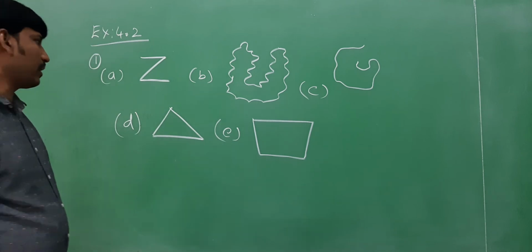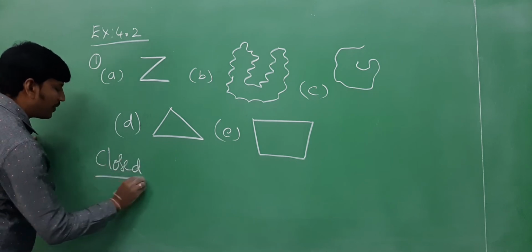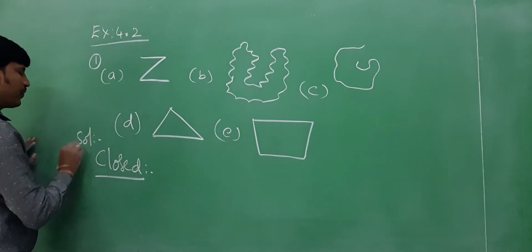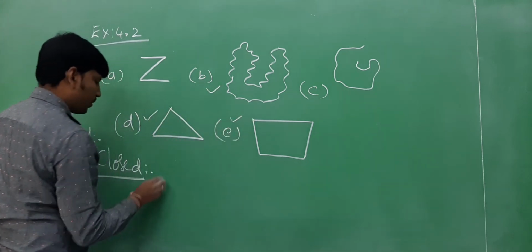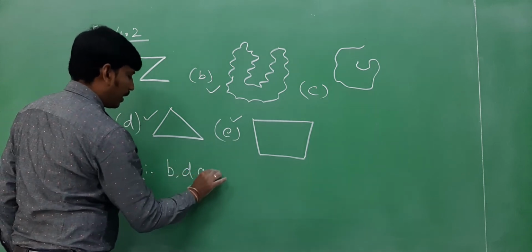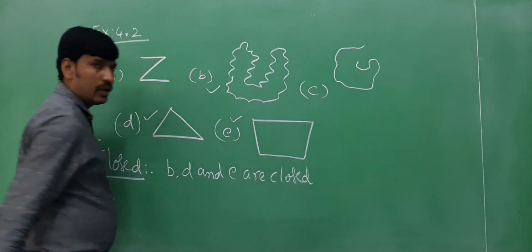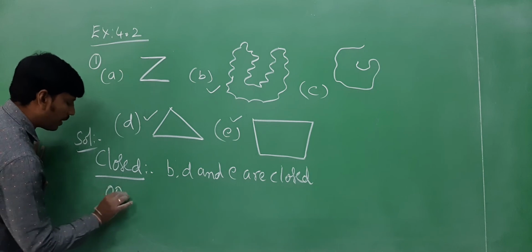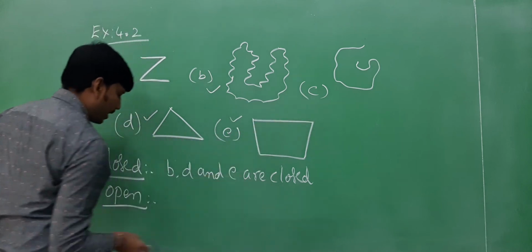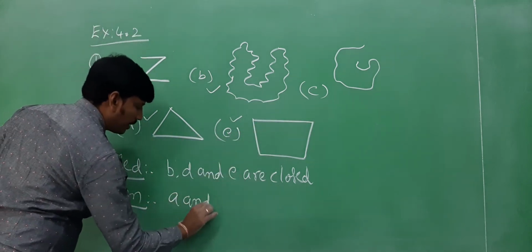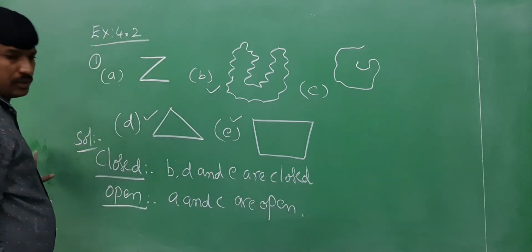Closed curve, open curve. See this here, children. First of all I will try to close it. Can you tell me which figures are closed here? Yes. B is closed. D and E are closed. B, D and E are closed figures, closed curves. Then open. What are open curves here? A as well as C are open. A and C are open. Clear? So now copy this.